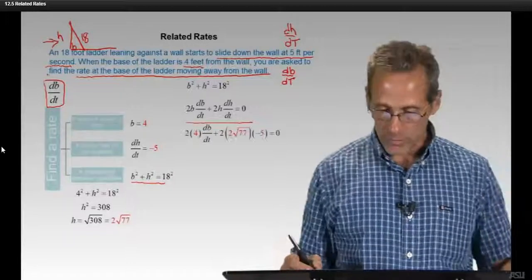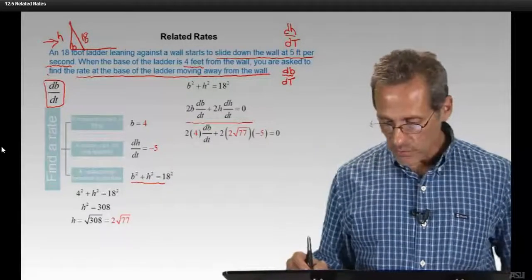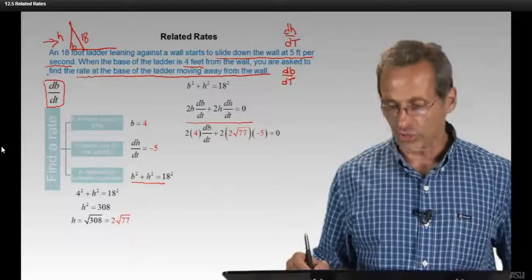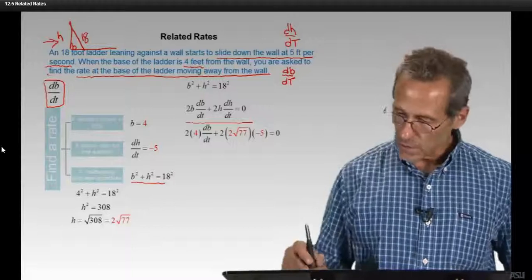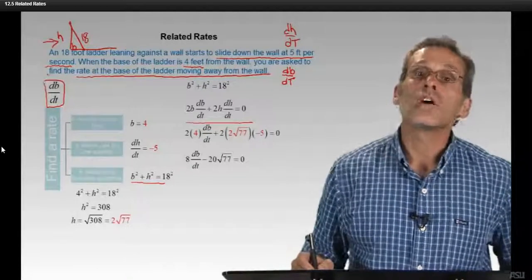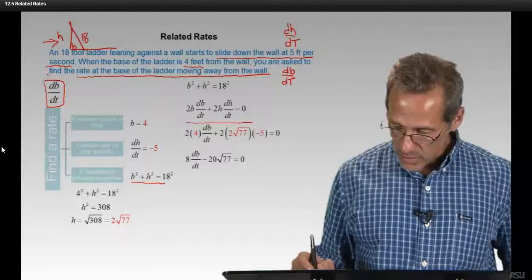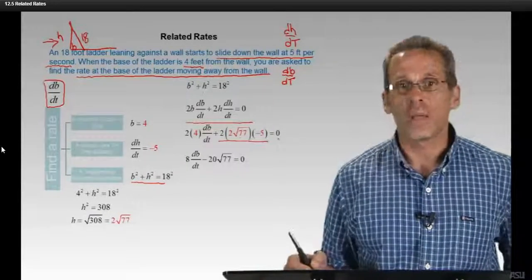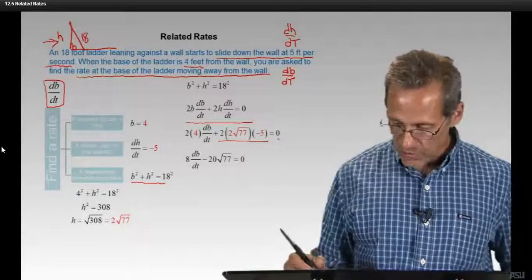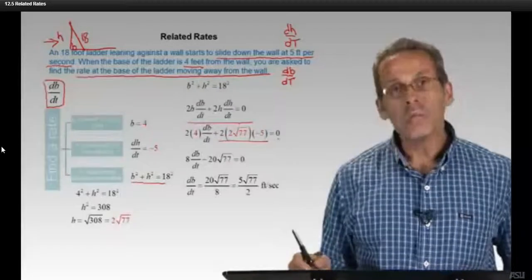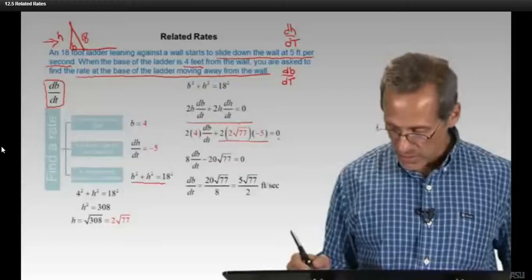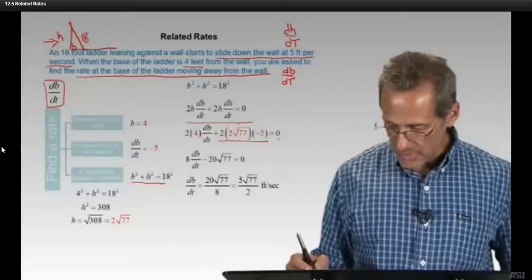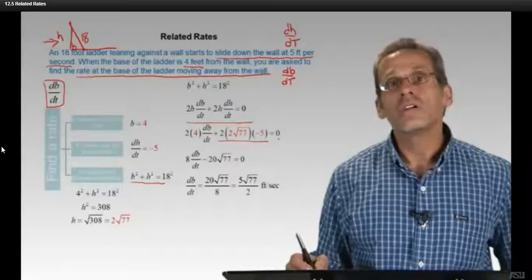So we substitute in, replacing b with 4, replacing h with 2 times the square root of 77, replacing dh dt with -5. Solving for the change of base with respect to time, we first begin by simplifying. 4 times -5 is -20 times the square root of 77. And then we isolate dB dt to get 20 times square root of 77 over 8, or 5 times the square root of 77 over 2 feet per second.